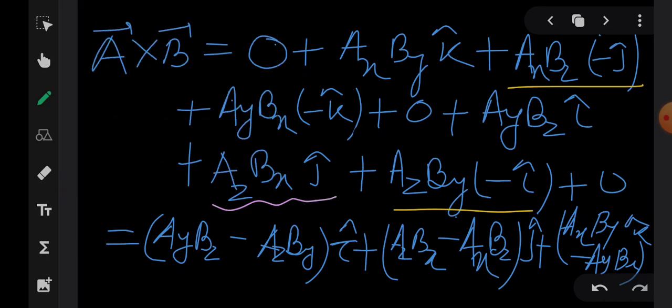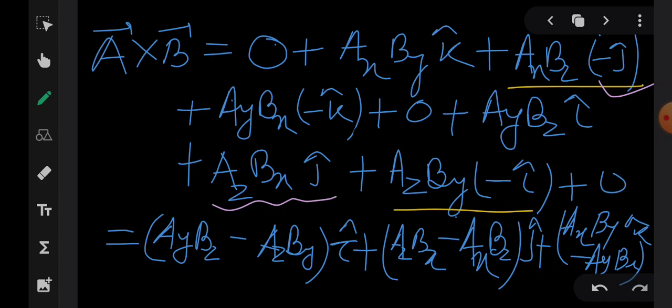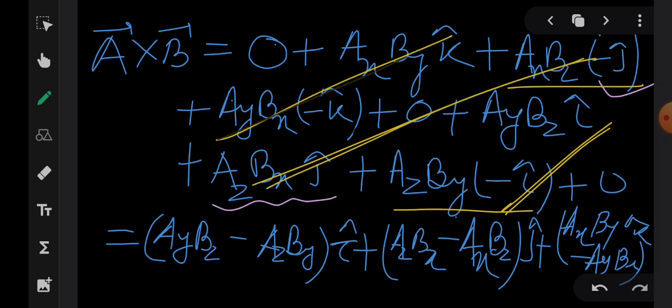So it is here J, the next term of J is this. These two terms are I, these two terms J, and these two terms K. So club together the similar terms containing I in one bracket, terms containing J in the second bracket, terms containing K in the third bracket, and you will get this desired result.